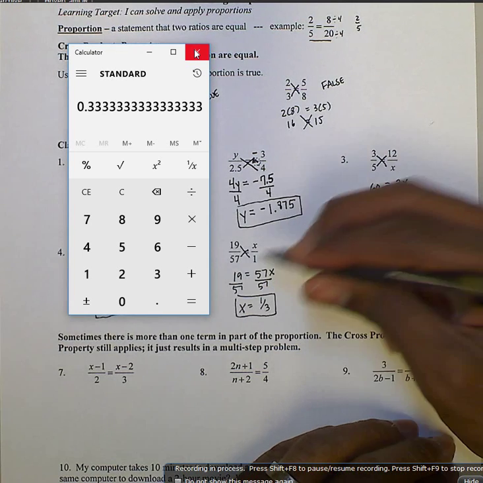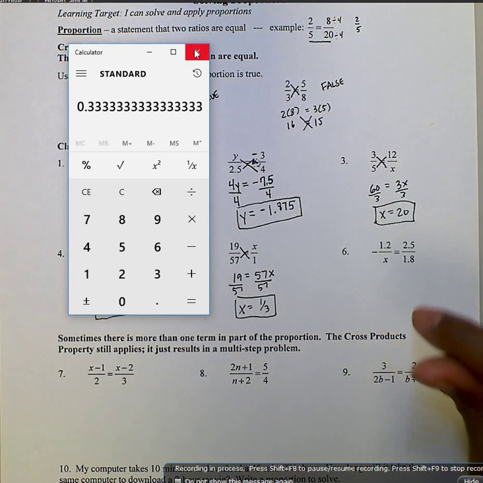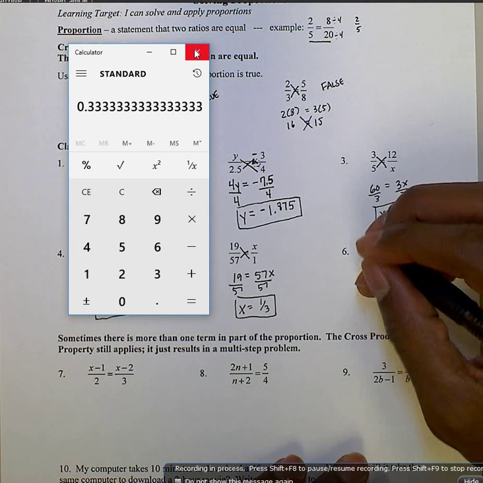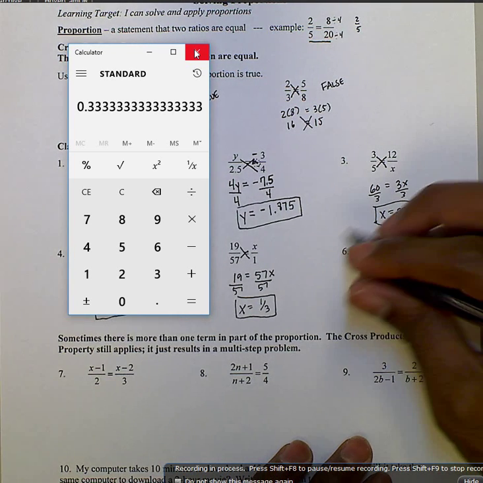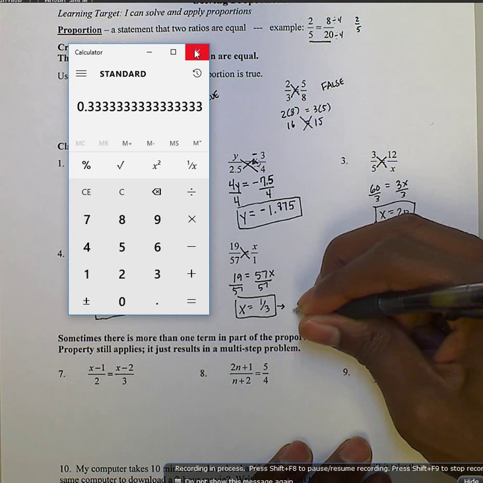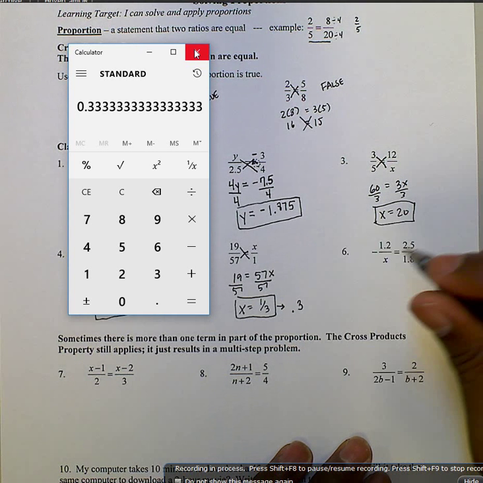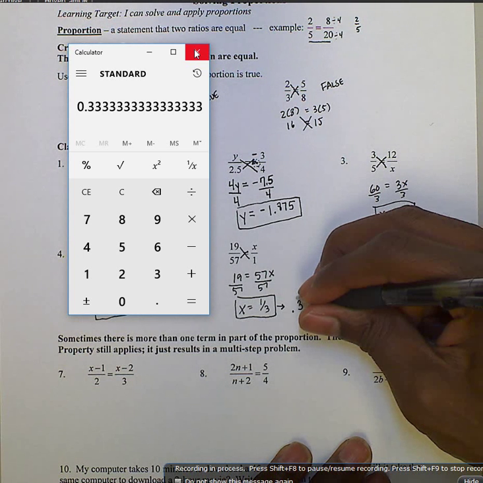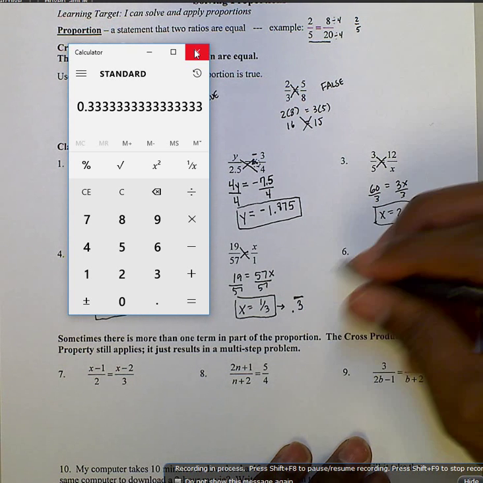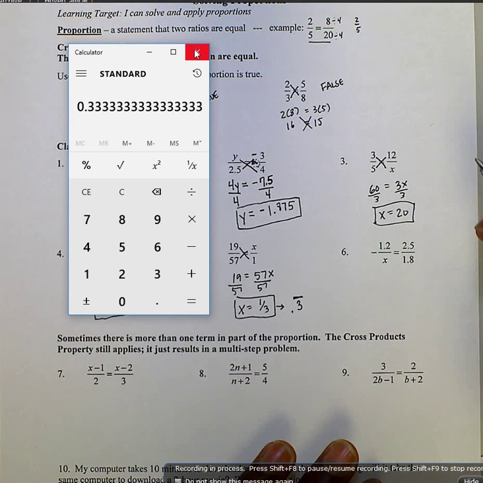Oh, since I'm here, I just want to make sure I tell you this. If you write it as a decimal, that's fine if the directions don't specify to write it as a fraction. But if you do write this as a decimal, please do not put 0.3. There's a big difference between 0.3 and 1/3. So if it's 1/3, or 0.3 repeating, make sure that you put this repeating sign over it.